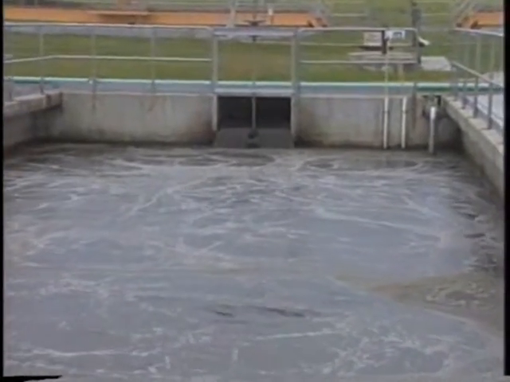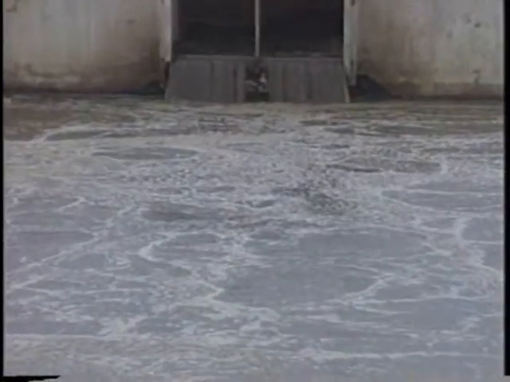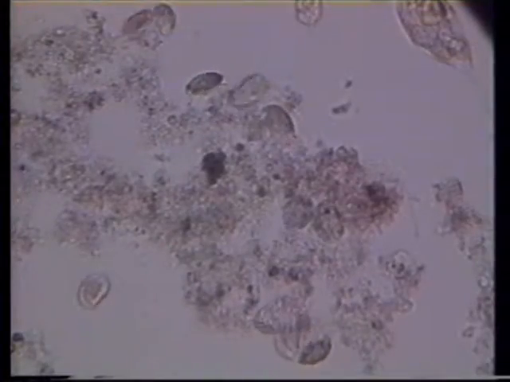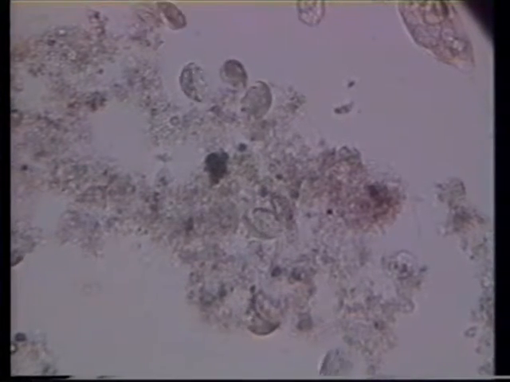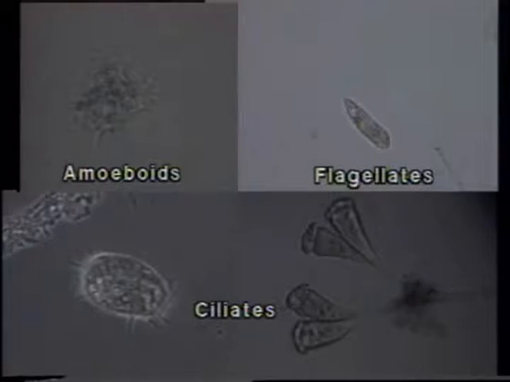The activated sludge treatment process plays host to countless numbers of microorganisms. These organisms, which are an intricate part of the activated sludge process, are sometimes more affectionately referred to as bugs. The microorganisms, or bugs, which are commonly used to characterize activated sludge, are protozoans, rotifers, and nematodes. Of the protozoans, there are three groups that are significant in the activated sludge process. They are amoebas, flagellates, and ciliates.